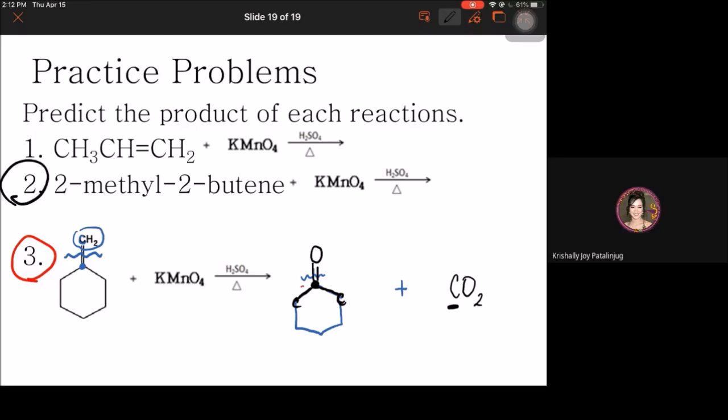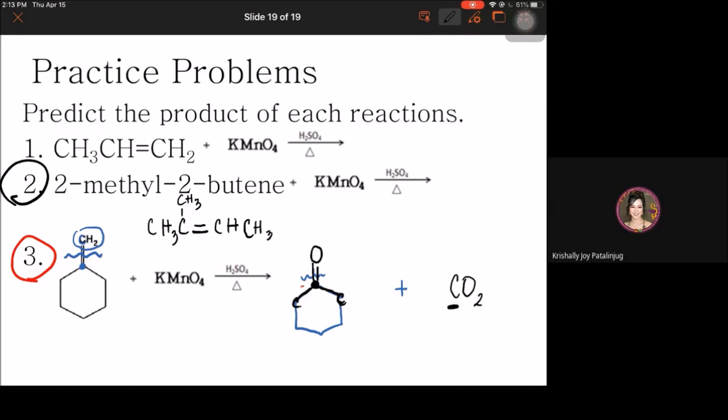Number 1 is the simplest. You have to first draw the structure of 2-methyl-2-butene. It says butene, so four carbons, with the double bond at carbon 2 and a methyl on carbon 2. Continue by adding hydrogen, CH, then CH3. So that is 2-methyl-2-butene. These are all oxidative cleavage reactions, because there is an acid catalyst and application of heat.